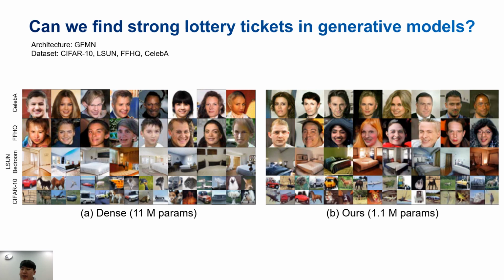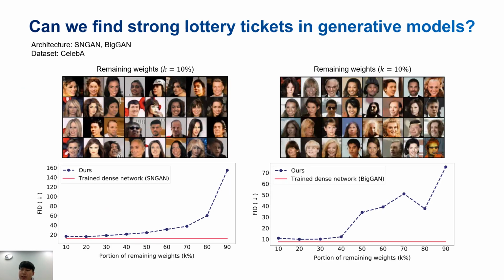The left images are generated by the dense GFMN that uses 11 million parameters, and the right images are generated by strong authority tickets that use 1.1 million parameters. We can see that strong authority tickets make good images with far fewer parameters. We performed the same experiments on SNGAN and BGAN for the CelebA dataset and observed a similar trend. Through these experiments, we show that our method can find strong authority tickets regardless of dataset and generator architecture.